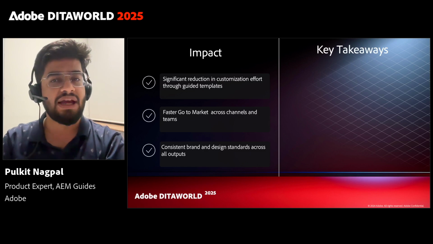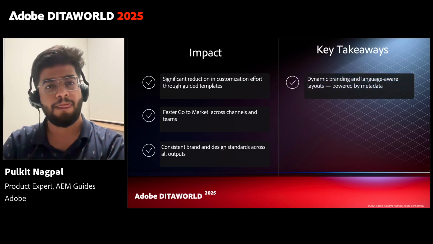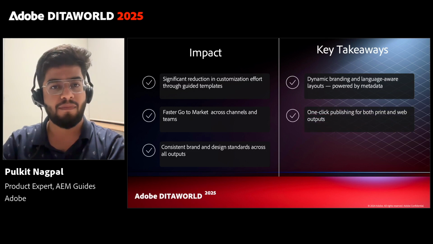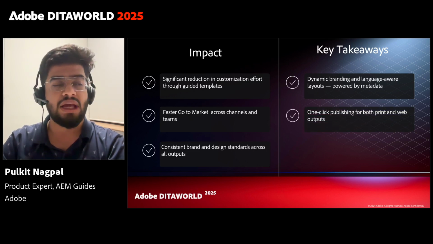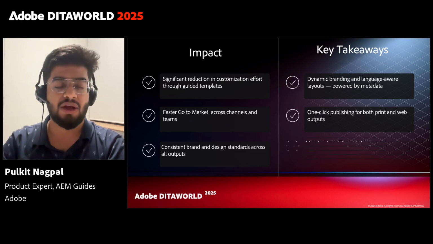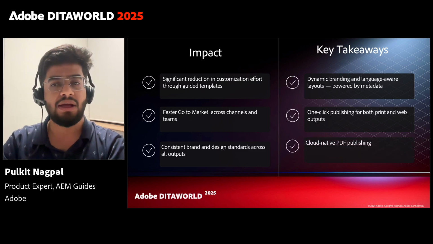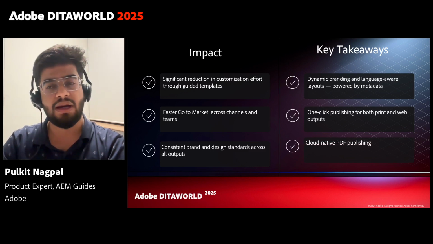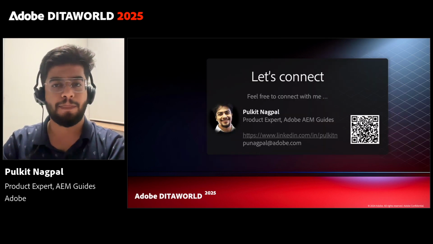What are some key takeaways we get from this session? We see that the dynamic branding and the language aware layout are not just scalable, but also powered by the metadata. We also saw that we can quickly switch between the print and the web-based PDF via the one-click option. And finally, all this PDF generation happened through the cloud native, which is more scalable and approachable.